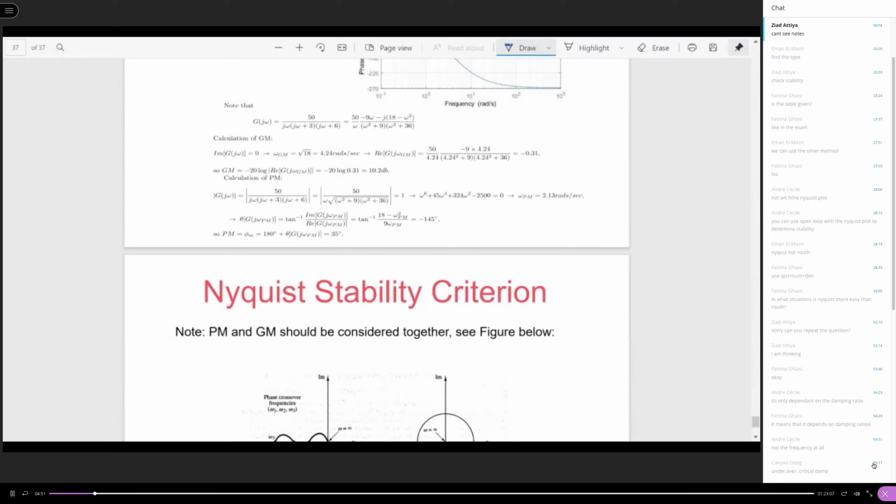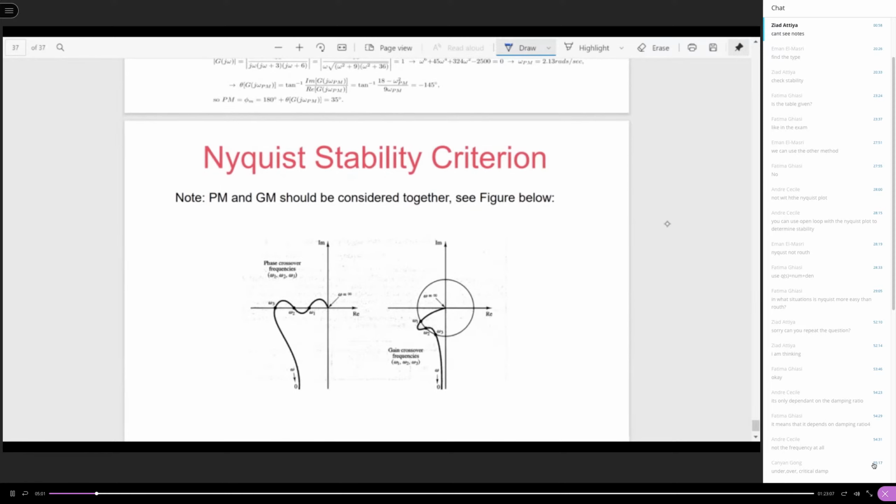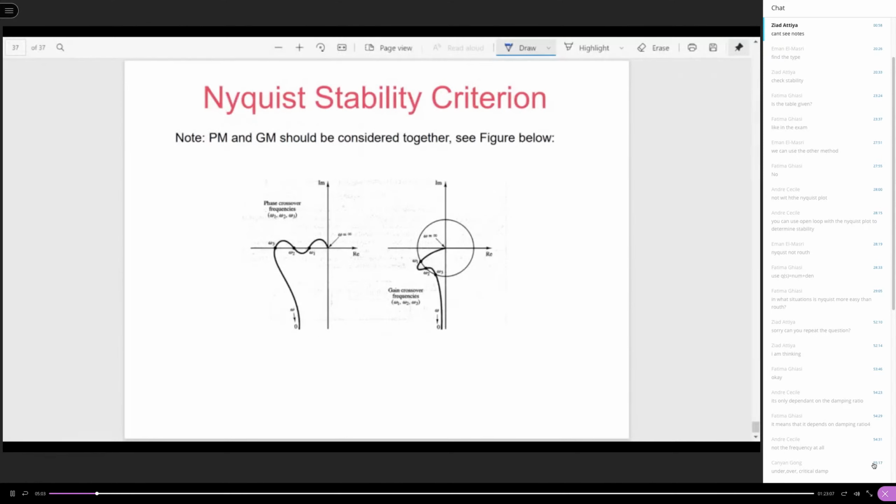So this example's information is very rich. You need to spend more time to go through this example and get to the points. Now, the last thing I want to talk about regarding the Nyquist stability criterion, before I move to the control design, is this.